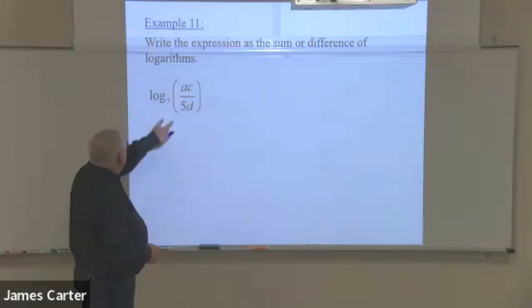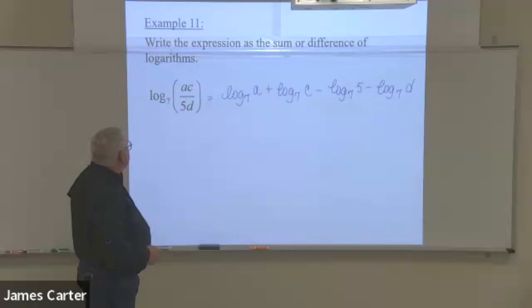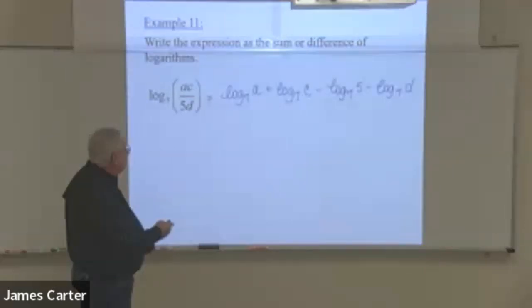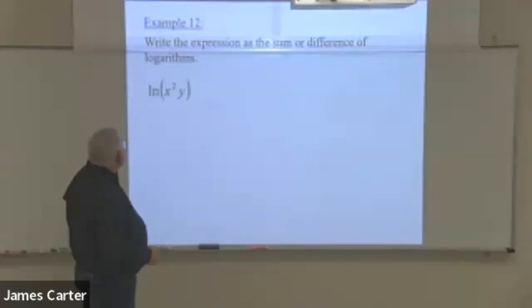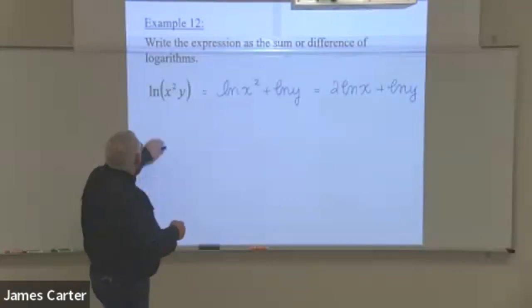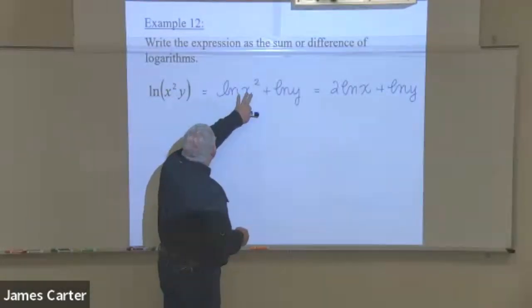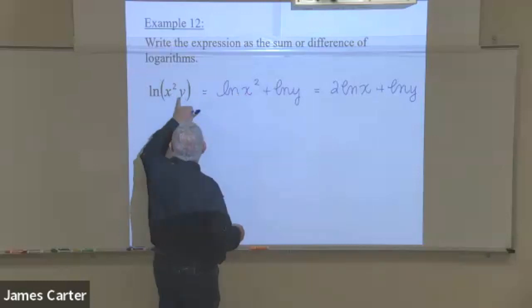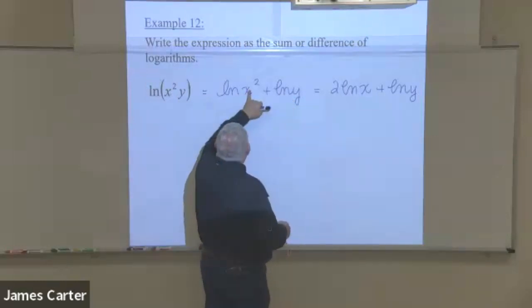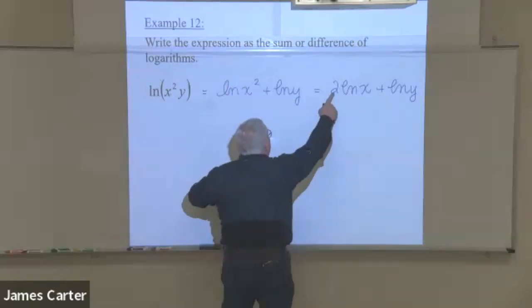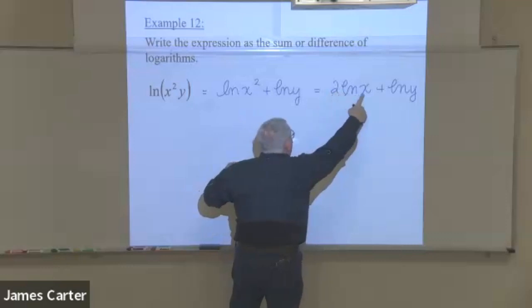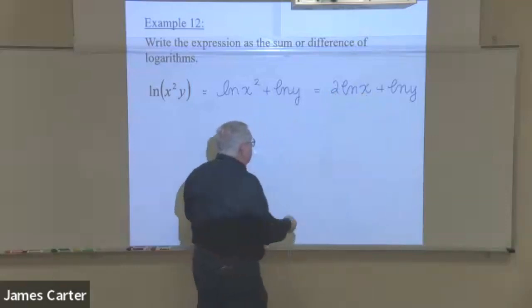This one, we've got 2 positives and 2 negatives. We've got a positive log 7 of A, a log 7 of C, then a minus log 7 of 5, and a minus log 7 of D. In this case, we've got a positive ln of x squared and a positive ln of y, but this x squared, we need to bring the 2 out front, like this, so this would be your answer on that problem.